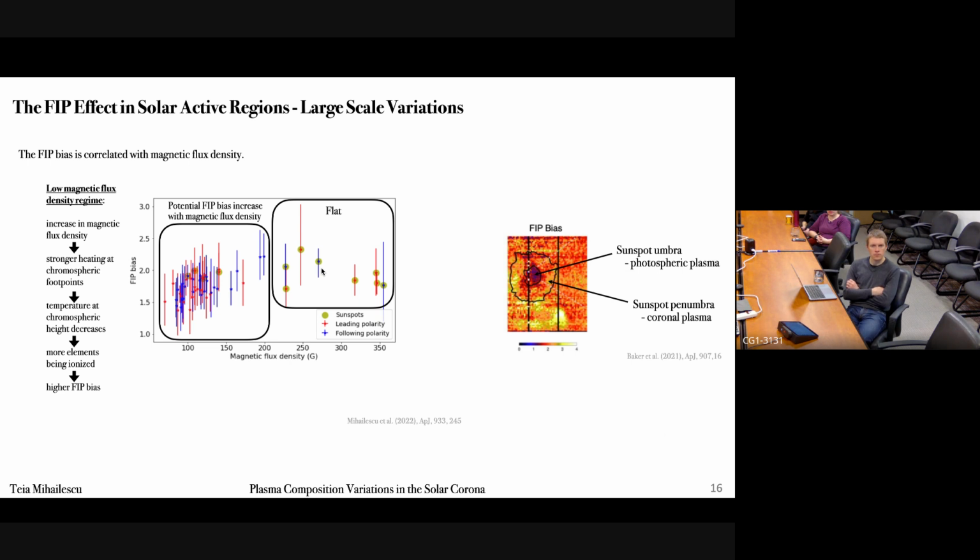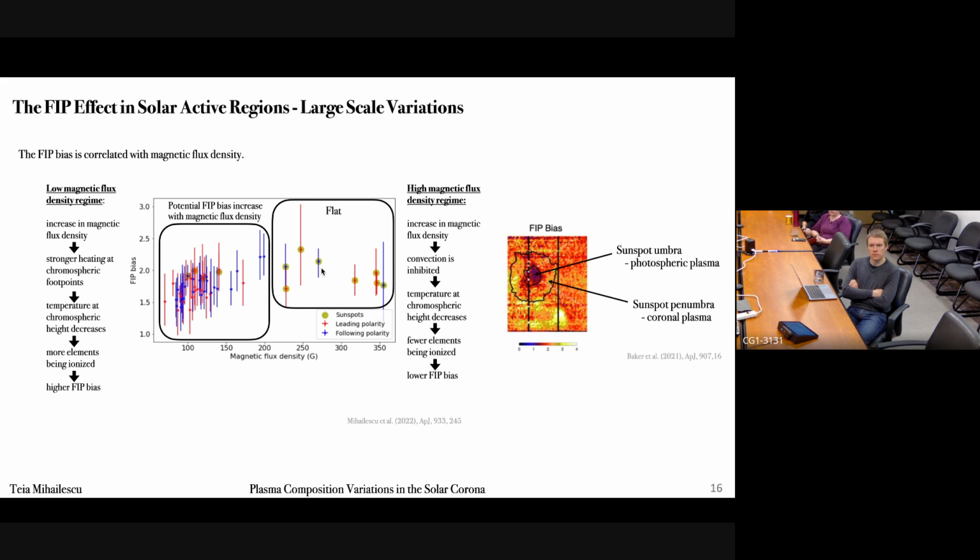And in this region, we also see that all the data points have sunspots. So there must be something about sunspots that's making this stop. The potential explanation on this side is that if we increase the magnetic flux density past a certain point, then convection starts to be inhibited, which means that the temperature at chromospheric heights will decrease, which will lead to weaker ionization of the low FIP elements, and therefore lower FIP bias values.